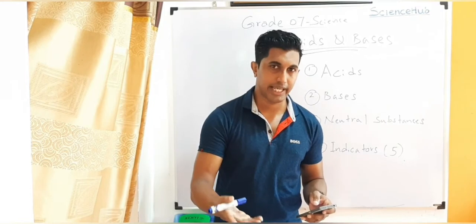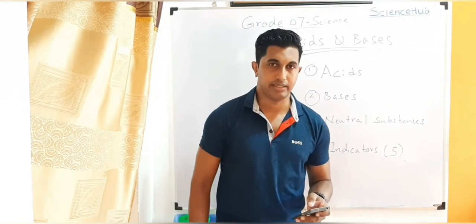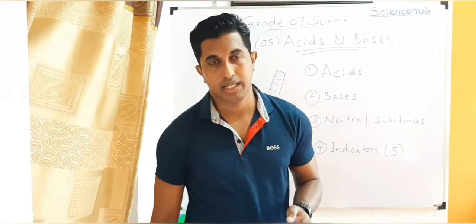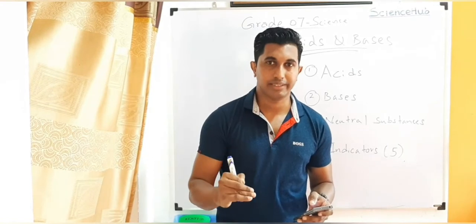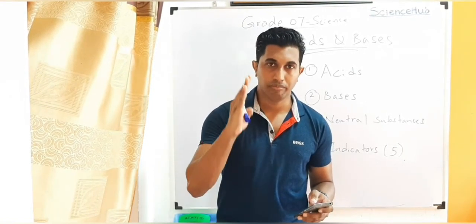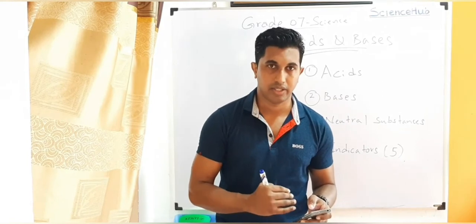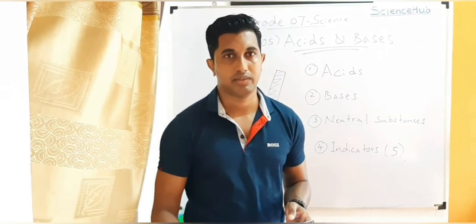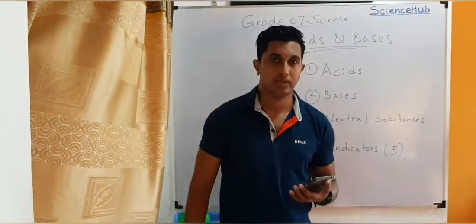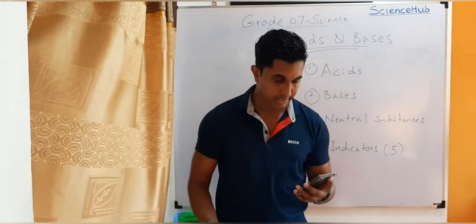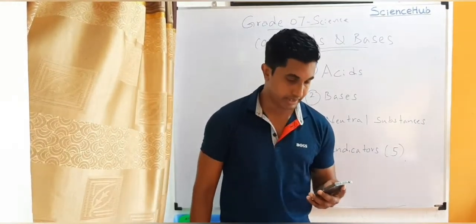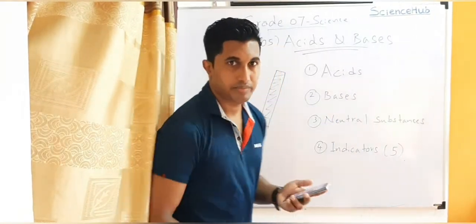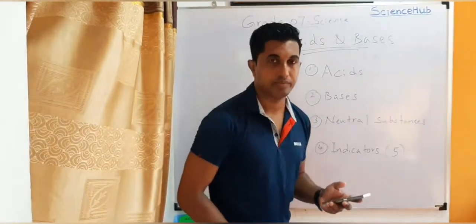What is the change of colors of those indicators when it meets some acids and when it meets some bases? This is very compulsory and very important. You have to memorize those color changes when it meets acids and bases. Blue litmus, with acidic substances, turns red. I will write it in here now.